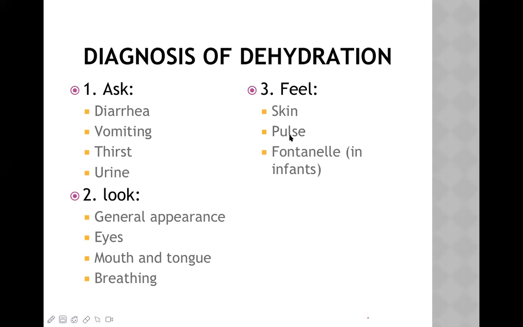Now let's go to the third type of things here, that is feeling. Feel for the skin. Examine for skin turgor, skin elasticity. In case of moderate to severe dehydration, the skin turgor is reduced. It takes time for that pulled skin to go back. Very important point. Feel for the pulse. There are two things I'll feel for in the pulse. One is rate, another is volume in this case, okay?